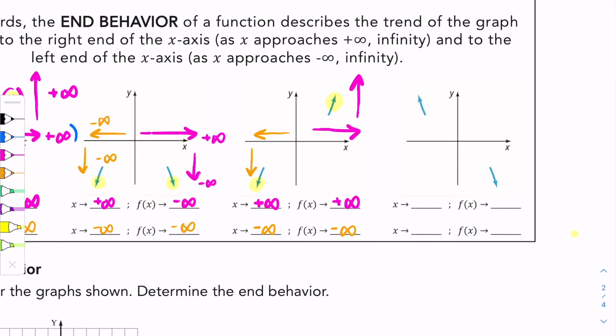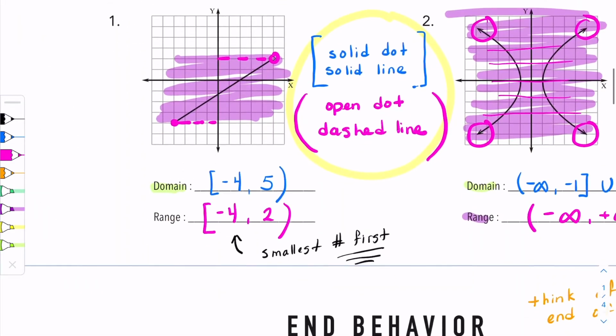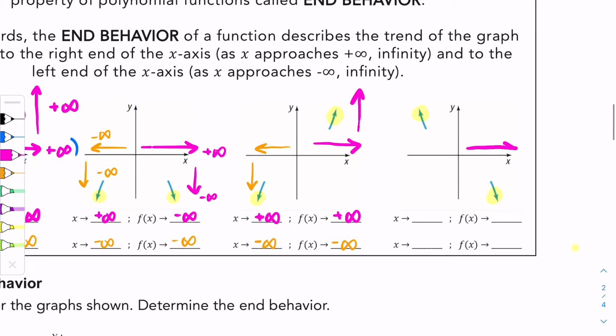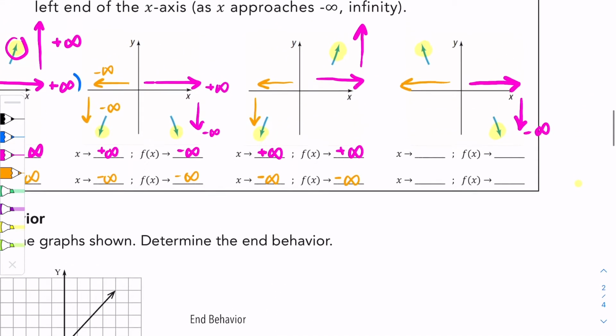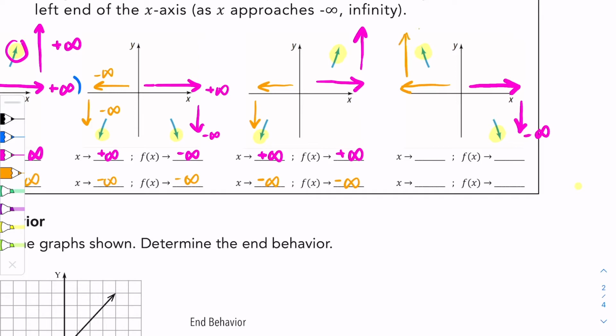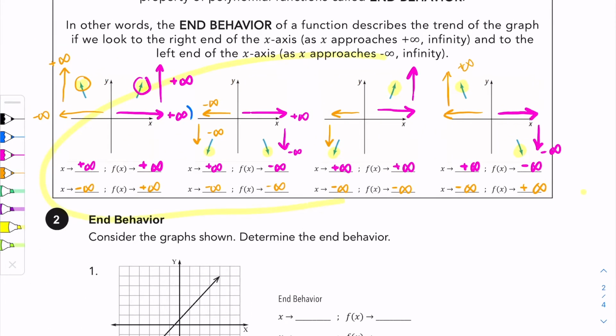And lastly, we have the ends of this graph here. As you head towards positive infinity, the graph is heading down towards negative infinity. And as you head towards negative infinity, the graph is heading up towards positive infinity. These are the 4 cases. So end behavior has to be one of those 4 that we just marked.